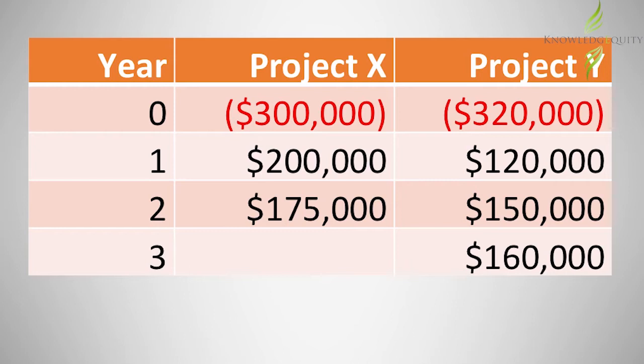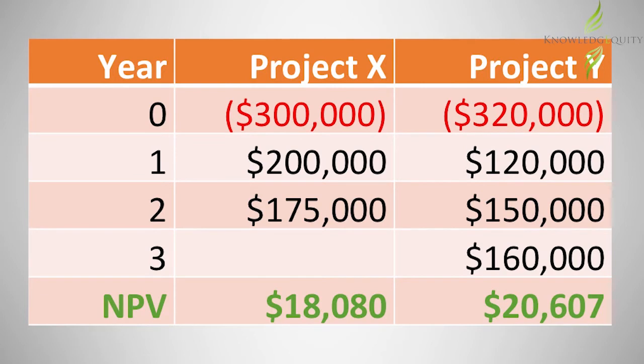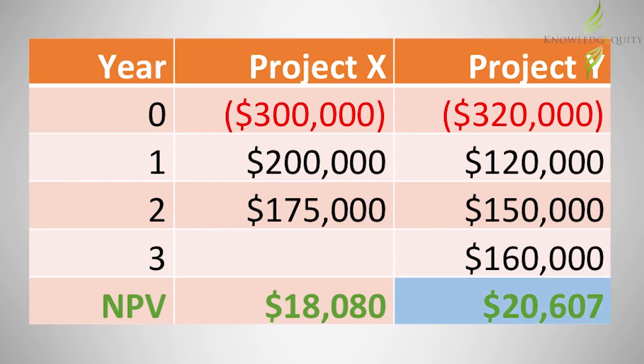Let's consider 2 new projects. Project X has a 2-year duration and Project Y has a 3-year duration. Again, we can calculate the NPV of each project using an assumed discount rate of 12%. At first glance, Project Y would be preferable to Project X as it has a higher NPV.